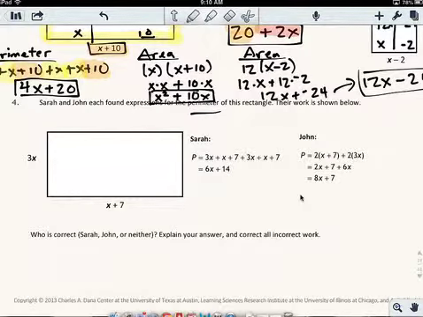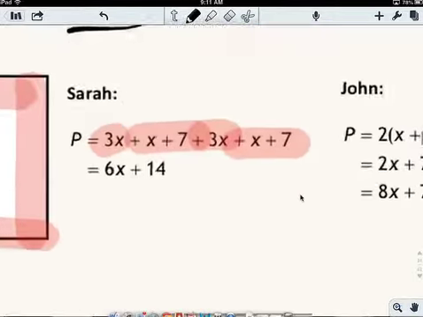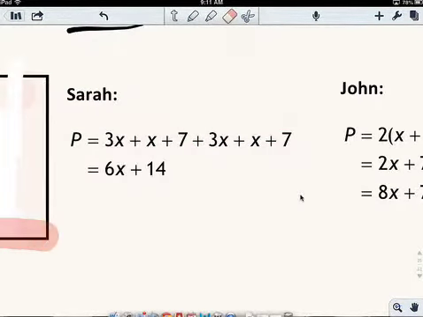So let's see, I'm going to use my highlighter and see if I can figure out what each part represents for each person. So 3x, that looks like 3x right there. x plus 7, that looks like x plus 7 here. There's 3x again, and x plus 7. So it does not look like Sarah made a mistake there because she added up all 4 sides. Let's see if she did the right thing when she combined her like terms. And so I'm going to erase my highlighting here.